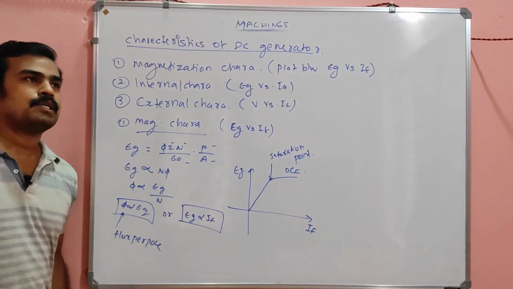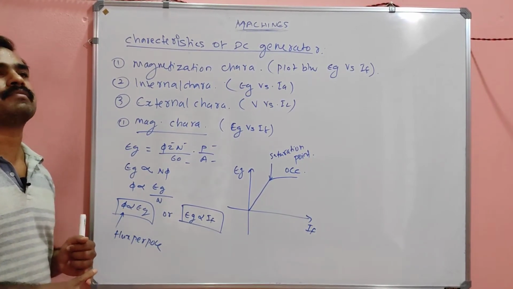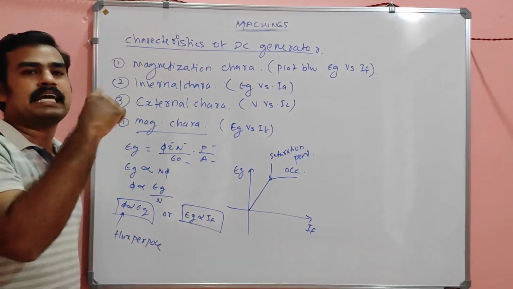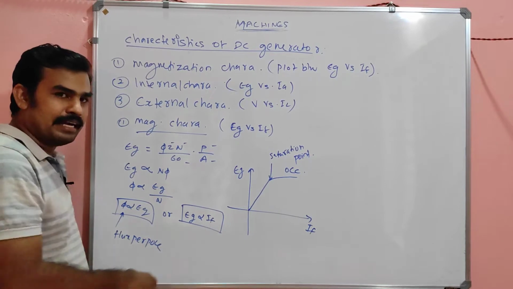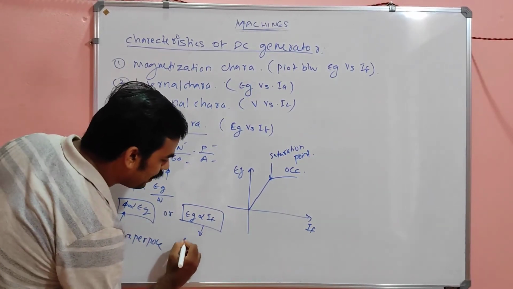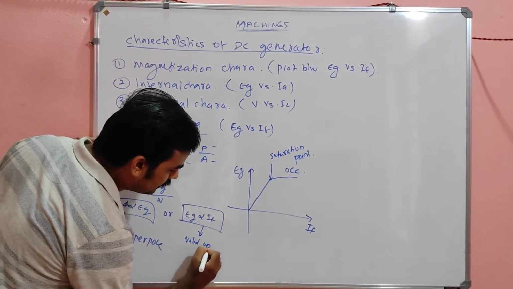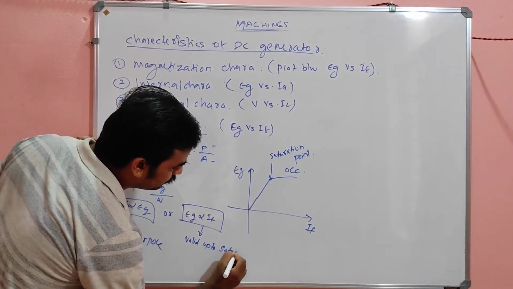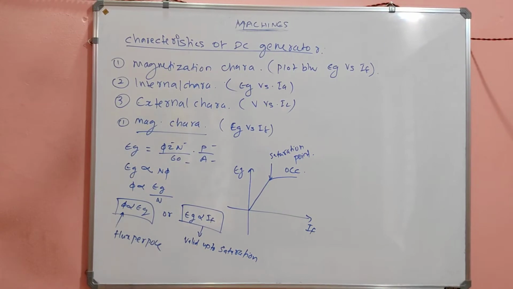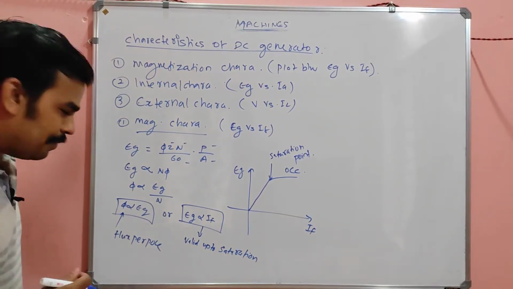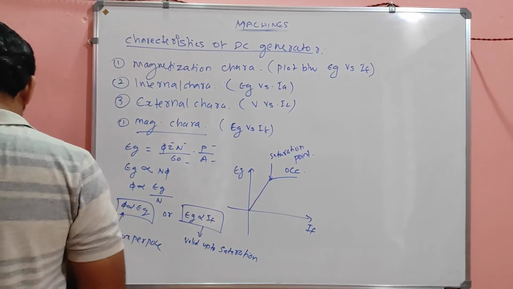You have to remember one thing, which is very important: Eg and If will be proportional up to a certain limit. This will be valid up to saturation, and after that it is invalid. Am I correct? So that's all about the magnetization current.